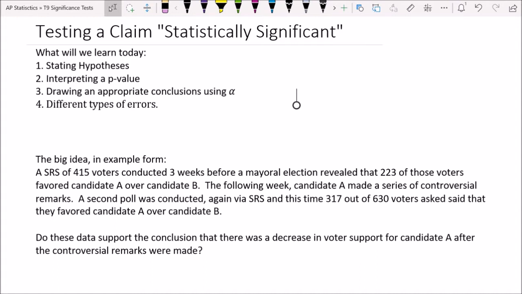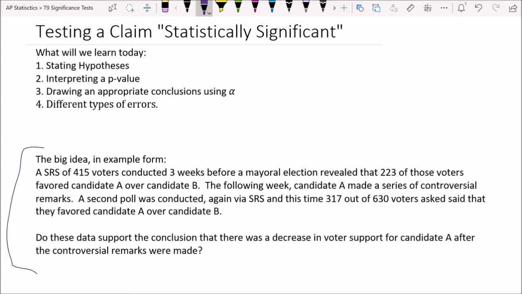A simple random sample of 415 voters conducted 3 weeks before an election reveals that 223 of the voters favored candidate A over candidate B. The following week, candidate A made a series of controversial remarks. A second poll is conducted, again a simple random sample, and this time 317 out of 630 voters asked said that they favored candidate A over candidate B. Do the data support the conclusion that there was a decrease in voter support for candidate A after the controversial remarks were made?